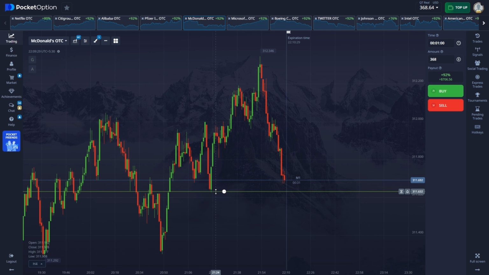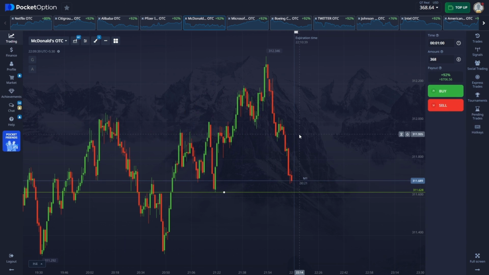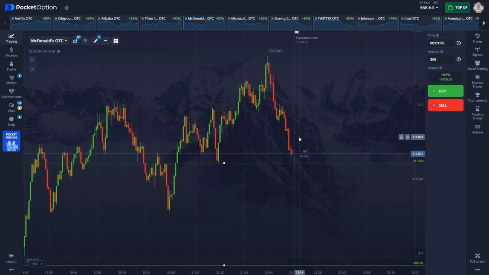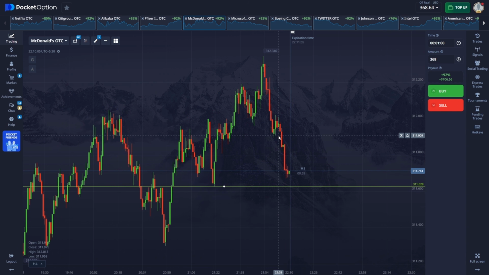On McDonald OTC, we have a trade for the upside move, and I've drawn a support level. The market was taking support from the level and changed its trend to the upside. You'll notice looking back that the candle was rejecting from that point. That's why I marked the level here. I'm waiting for the candle to close above the level so I can place a trade for the upside move. However, the candle reversed, so I'll avoid that trade too.